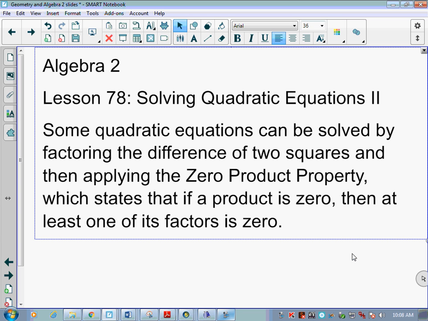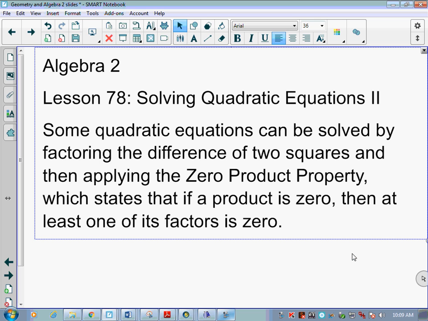All right, so solving quadratic equations 2. This means that we're going to look at a different method for solving some types of quadratic equations. Some quadratic equations can be solved by factoring the difference of 2 squares and then applying the zero product property. The zero product property is simply where we get x plus or minus a number, and then we set it equal to 0 and move everything over to the 0 side so that we get x equals. Another name for that is finding our roots, right?